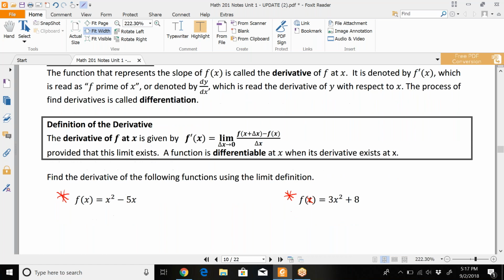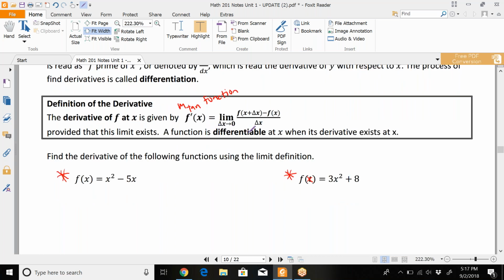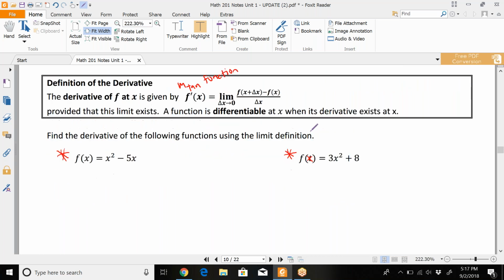So the way you find the derivative is just what we were doing. So remember, slope of the tangent formula, this is our function we just found a minute ago, is found by doing this process of difference quotient and then letting the limit as delta x approaches 0. So that is now called f prime. And that's only going to exist if the limit exists at that point. So a function is differentiable at x when its derivative exists at x.